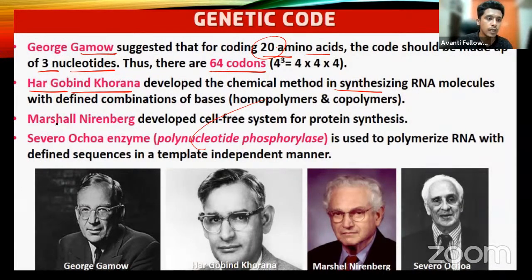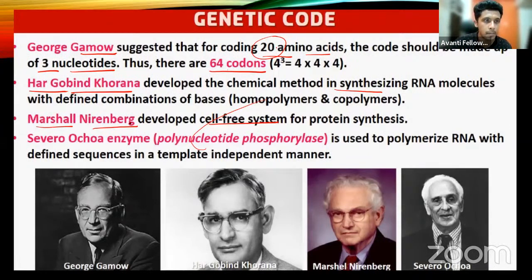Okay, next one is Marshall Nirenberg. So what did Marshall Nirenberg do? He created a cell-free system for protein synthesis. So we understood that amino acids are responsible for the synthesis of protein and how the assembly of amino acids is very essential according to genetic codes.